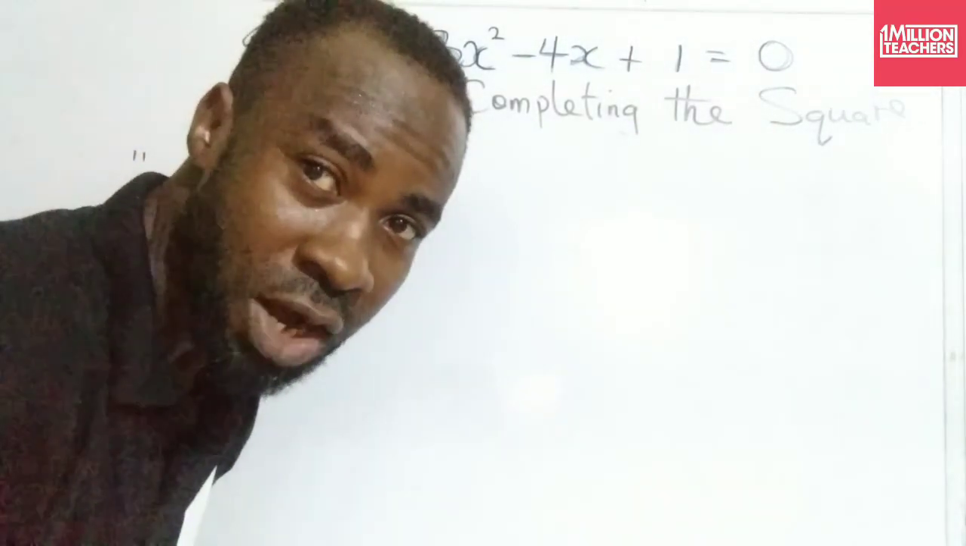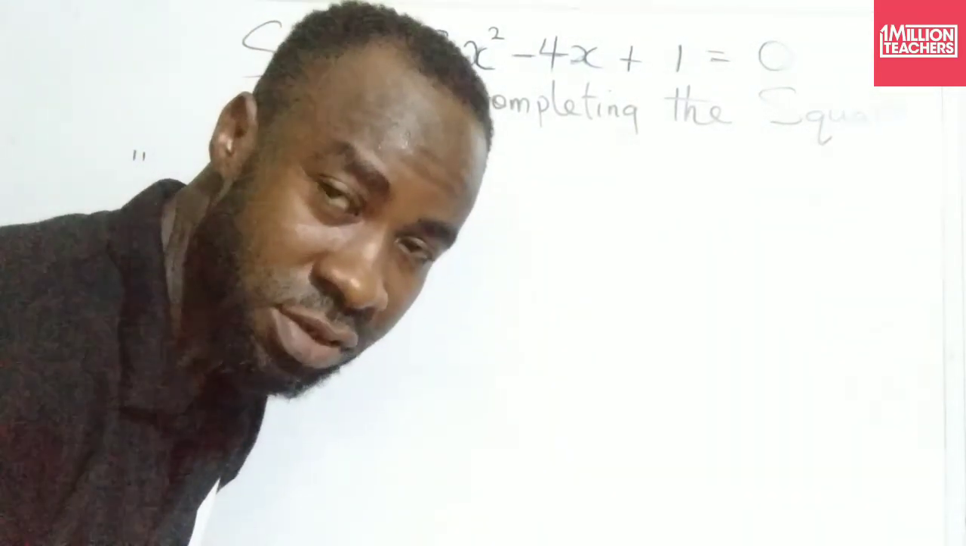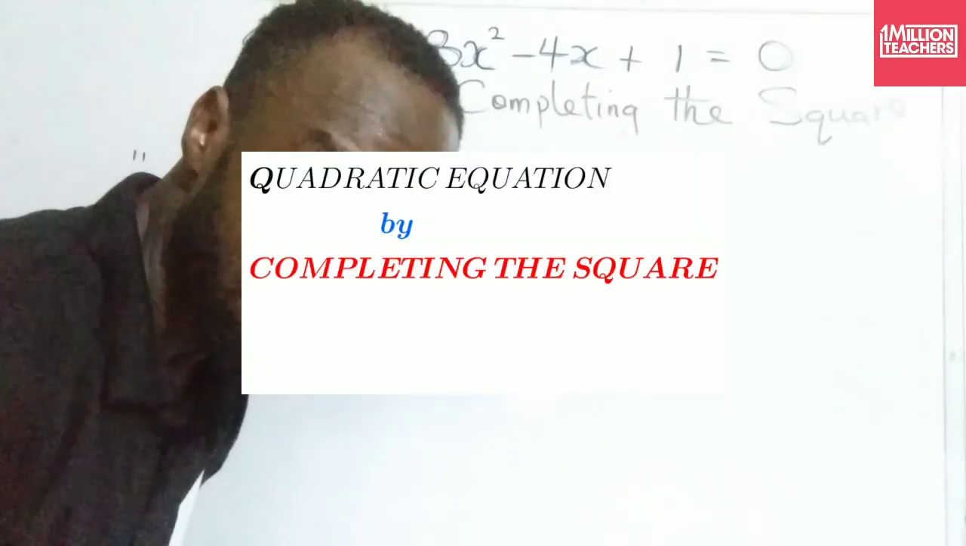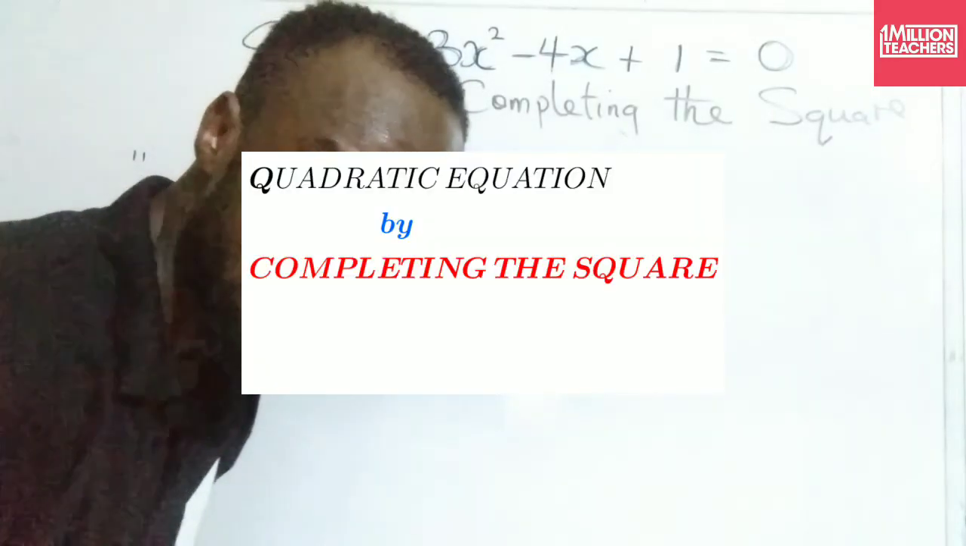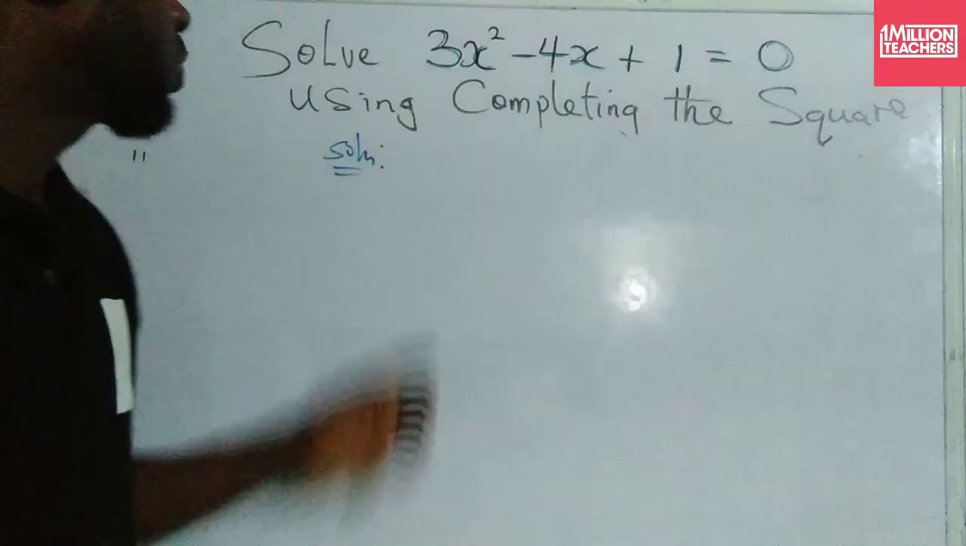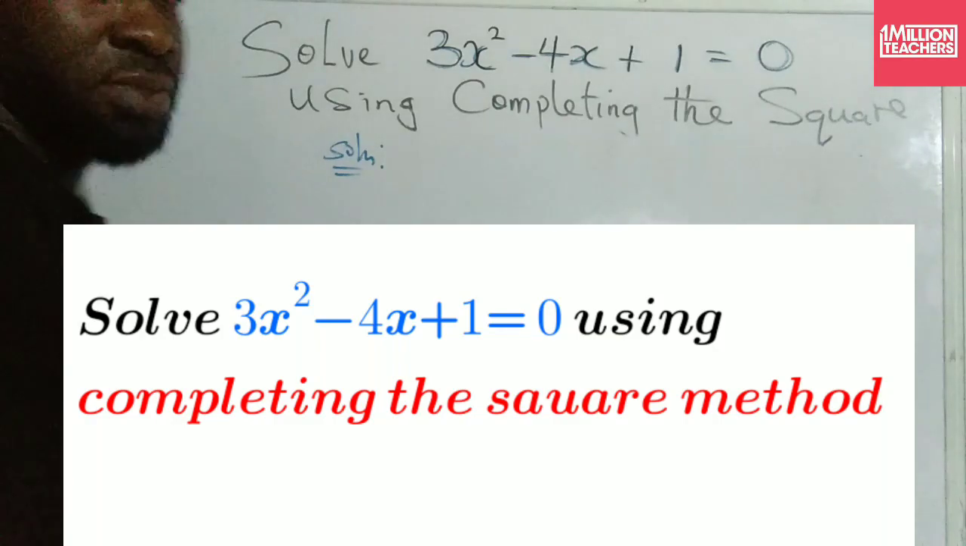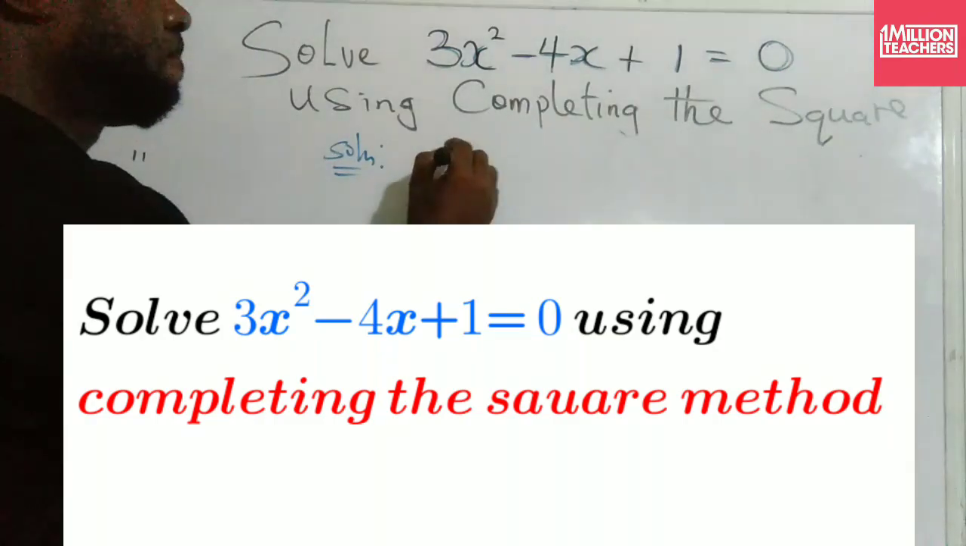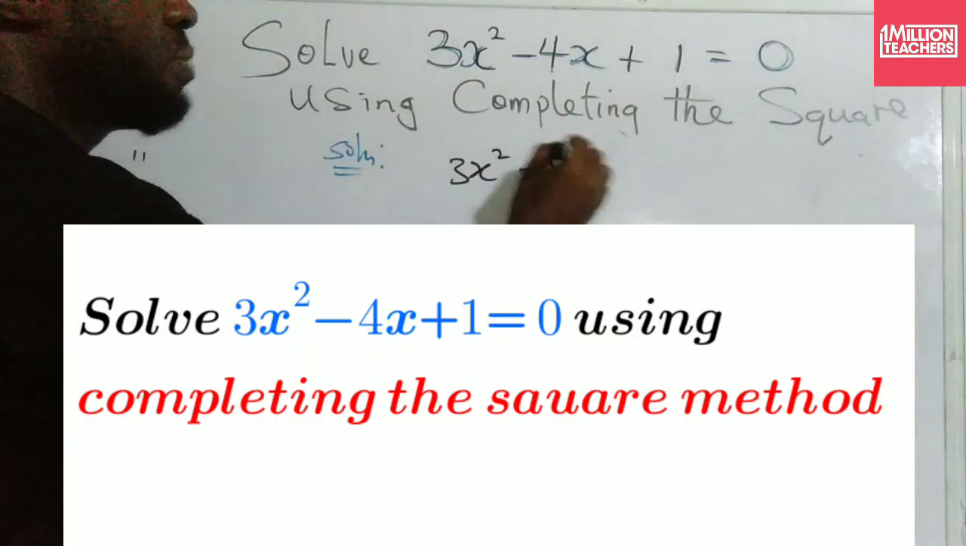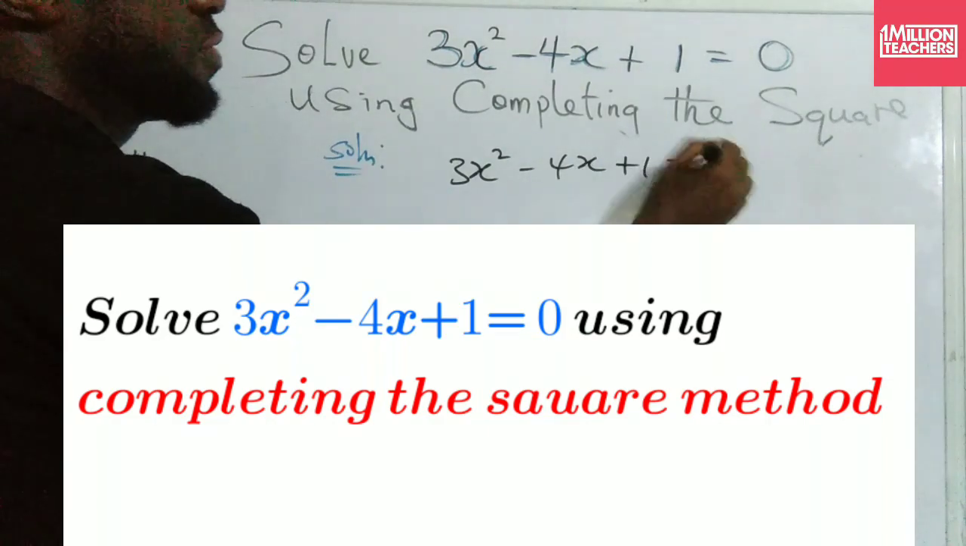Today I'm going to show you how you can solve a quadratic equation using the completing the square method. So let's go. Now this question says solve 3x squared minus 4x plus 1 equal to 0 using the completing the square method. So solution: 3x squared minus 4x plus 1 equal to 0.